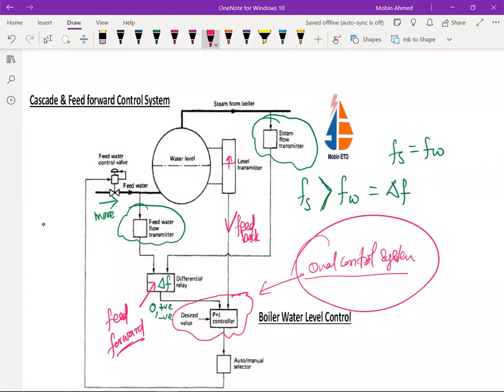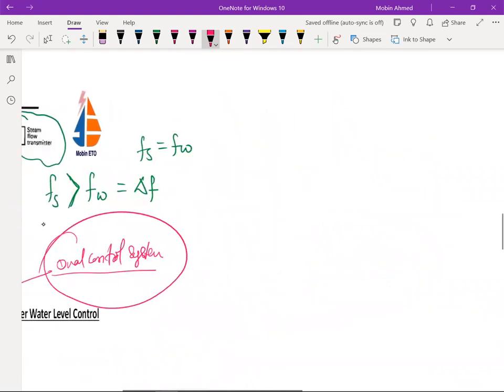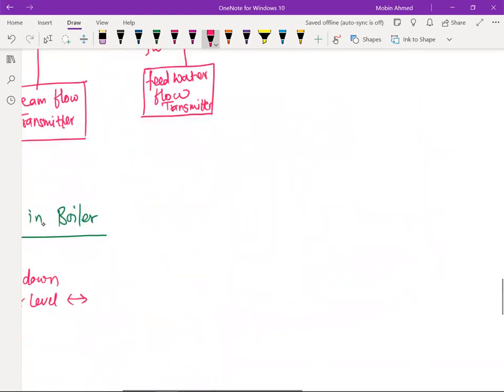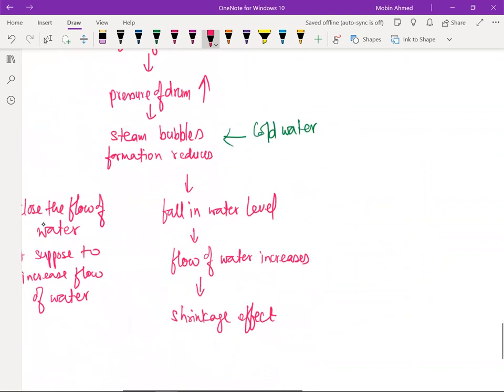The mass of the water is already increased because we are feeding the water. But the level transmitter will sense that the level of the water is decreasing, going down, whereas the mass of the water is increasing because we have already given more water in the swell effect. And steam demand is also reduced. So it is going to sense in the other way.